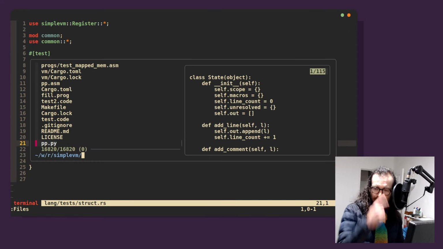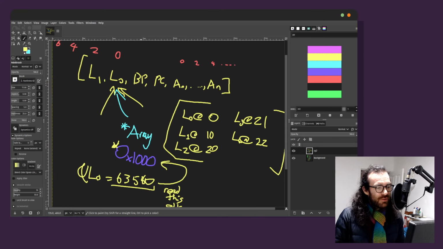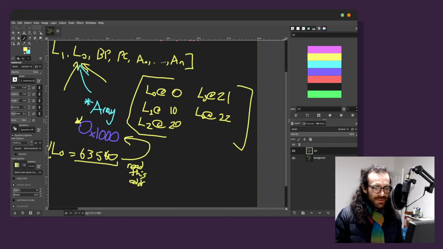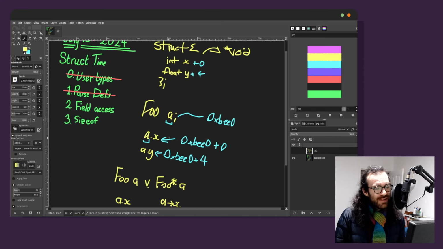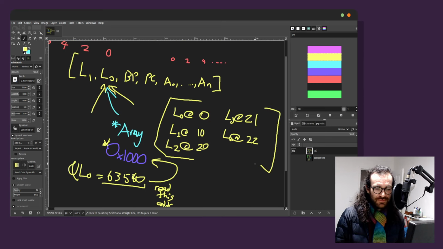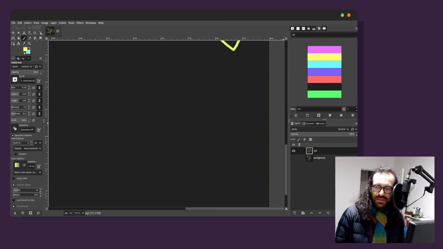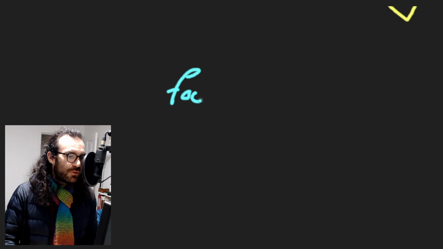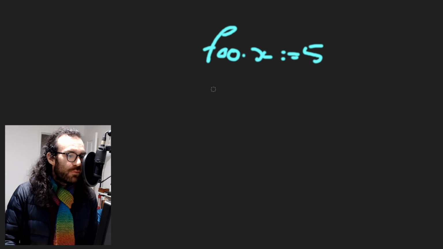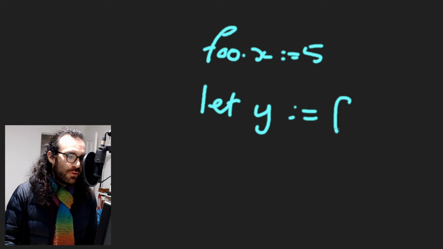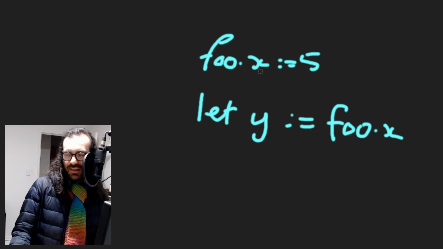Now the other thing we're missing from structs, right? We've got, no, I don't even know what's going on this page anymore. We've got the left-hand side. Let me just try and carve out a little corner here. We have foo.x equals 5. What we don't have is let y equal foo.x, which is a subtly different thing if you think about it.